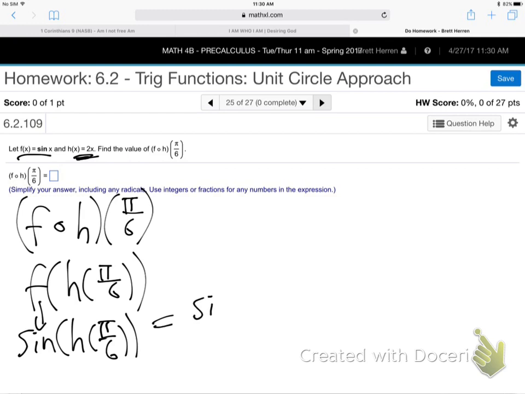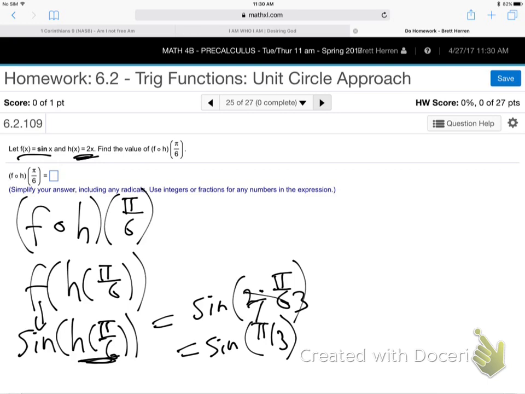So what does that do? 2 times pi over 6. Does that make sense, what I did with that H on the inside? The H meant take 2 times whatever you have. 2 times pi over 6. 2 over 1, 2 goes into 6 3 times. It's the sine of pi over 3. Is that good to there? So basically they want the sine of pi over 3.